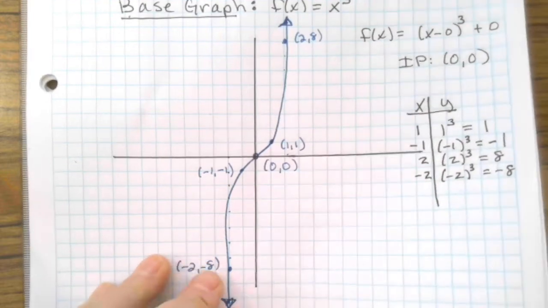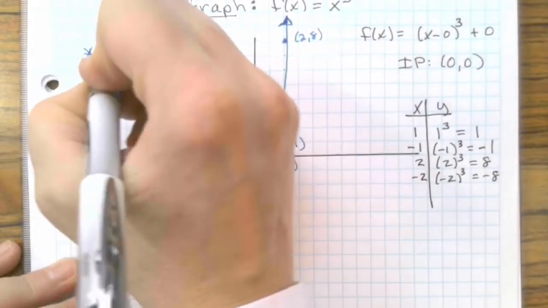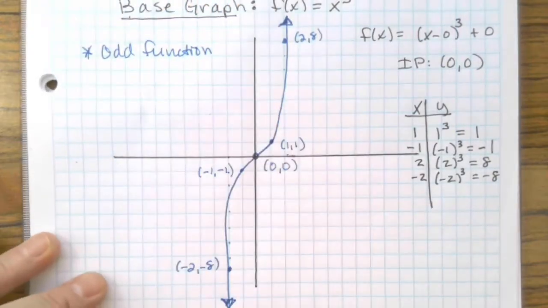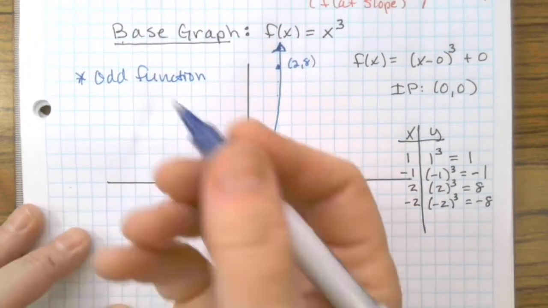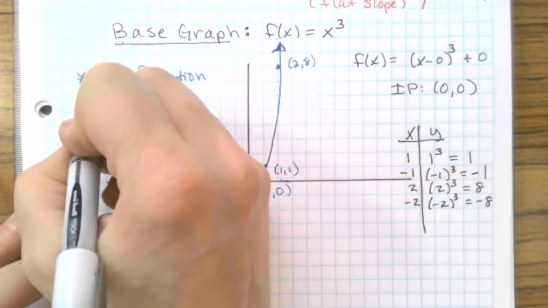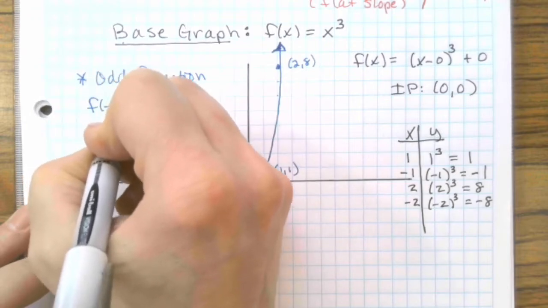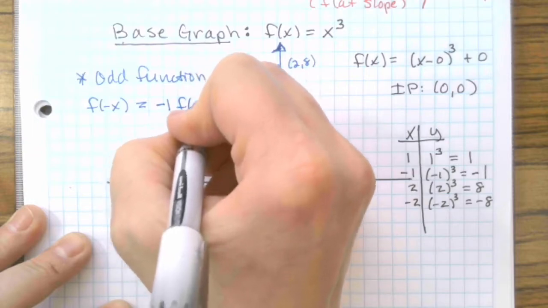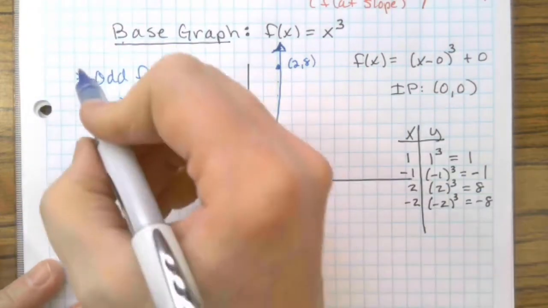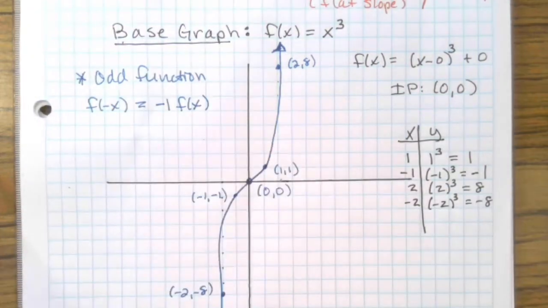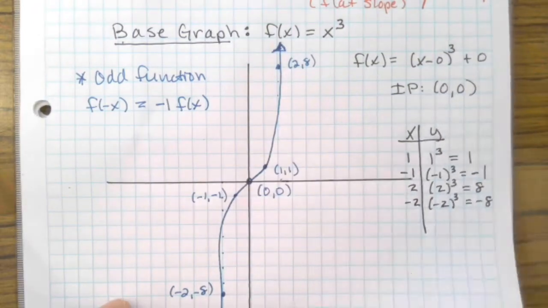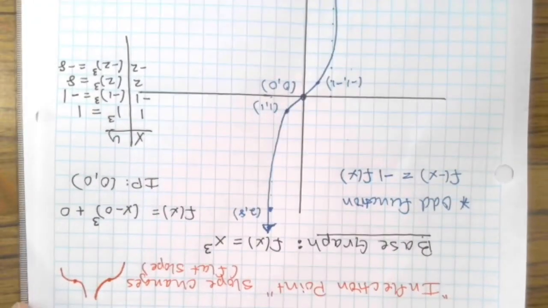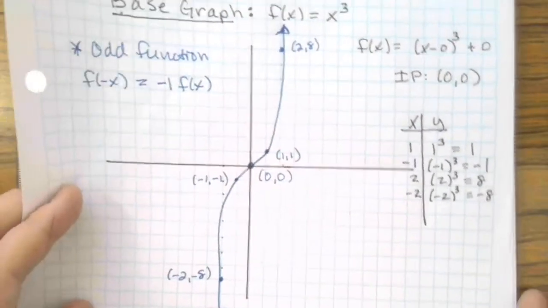You will notice that it is an odd function. And remember that in an odd function, f of negative x is equal to negative 1 times f of x. That's your formula for an odd function. You can also use the trick of if you turn the function upside down and it looks the same, then it's odd. So this is definitely an odd function.